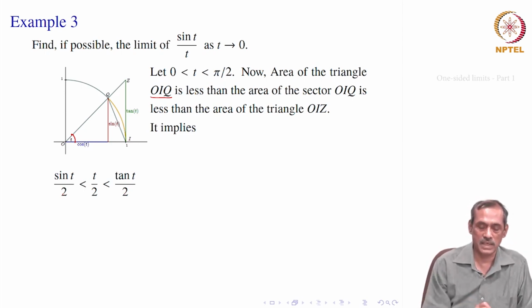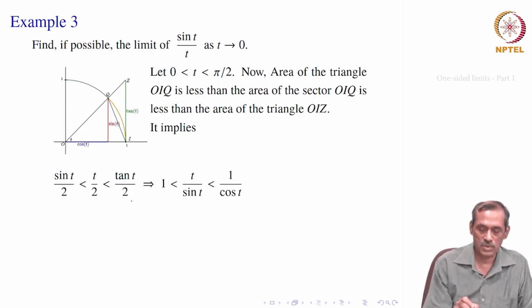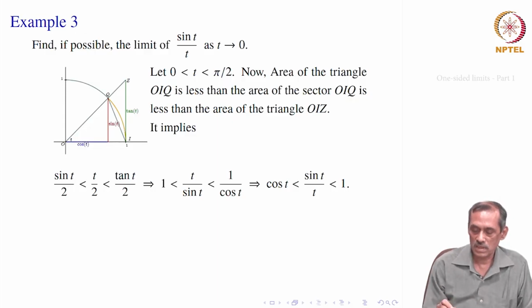That is why we got the inequality sin T by 2 less than T by 2 less than tan T by 2. So these 2 we can cancel, and you divide also by sin T, because sin T is non-zero. So you get 1 less than T divided by sin T less than 1 divided by cos T. And if you reverse the ratios, we would get cos T less than sin T by T less than 1. This is the inequality we get for all T between 0 and pi by 2.